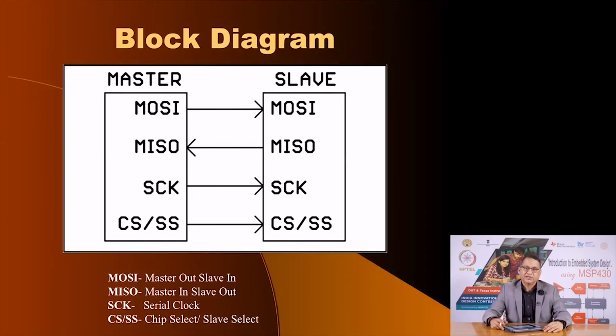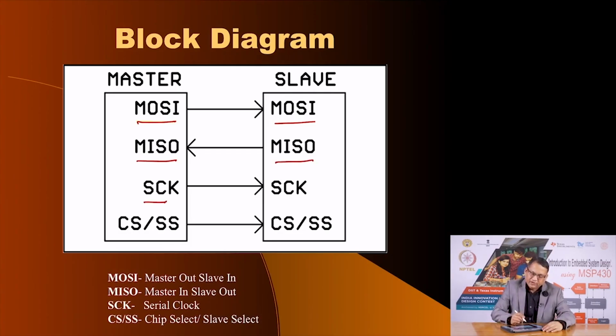This is the signal connections between a master and a slave, or you could have multiple slaves. You have MOSI, that stands for master out, slave in. This is the receiver part; master out, slave in is a receiving pin on the slave. Master in, slave out is a receiving pin on the master, but it is a transmitting pin on the slave. Then you have a serial clock which goes from the master to the slave, and you have a chip select which enables a particular slave. So, if you have multiple slaves, you would need multiple chip selects, so that you can select which slave you want to communicate with at any given point of time.